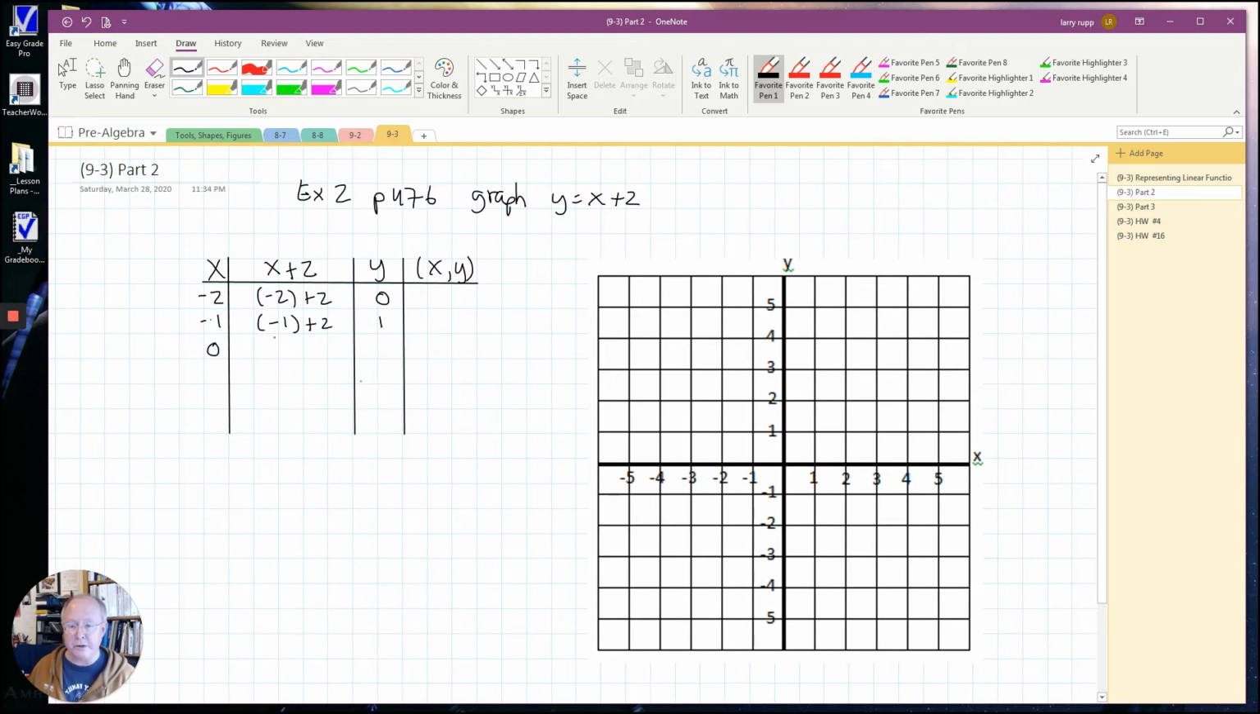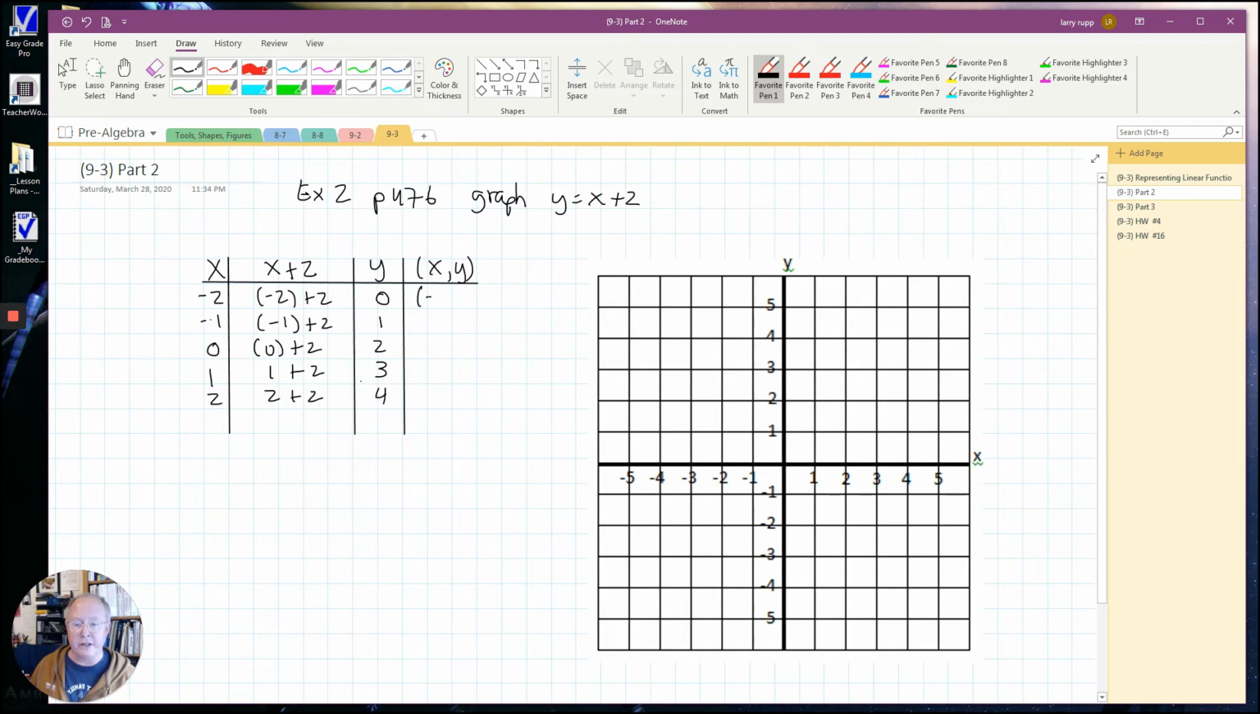If x is 0, then 0 plus 2, y is 2. If x is 1, 1 plus 2, y is 3. And if x is 2, 2 plus 2, y is 4. Okay, let's go back here and put in our ordered pairs.